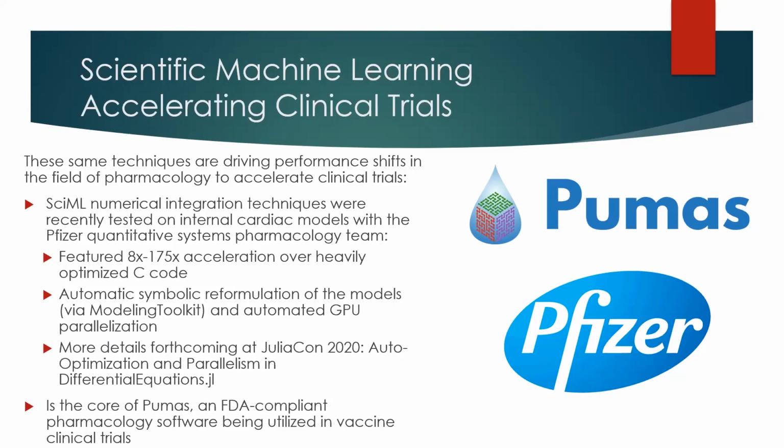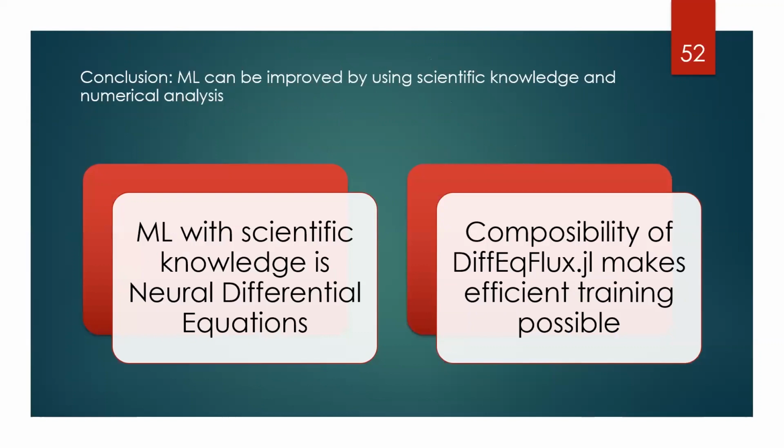So in conclusion, machine learning can be improved by utilizing scientific knowledge and numerical analysis. Machine learning is not something we should think about as, we have machine learning and we have mechanistic modeling, and these two camps should never talk to each other. We should really break down that barrier. Machine learning with scientific knowledge gives us neural differential equations, and they seem to be very useful for diagnosing what's going on with COVID-19, for coming up with new treatment strategies, or even just for accelerating previous scientific models.